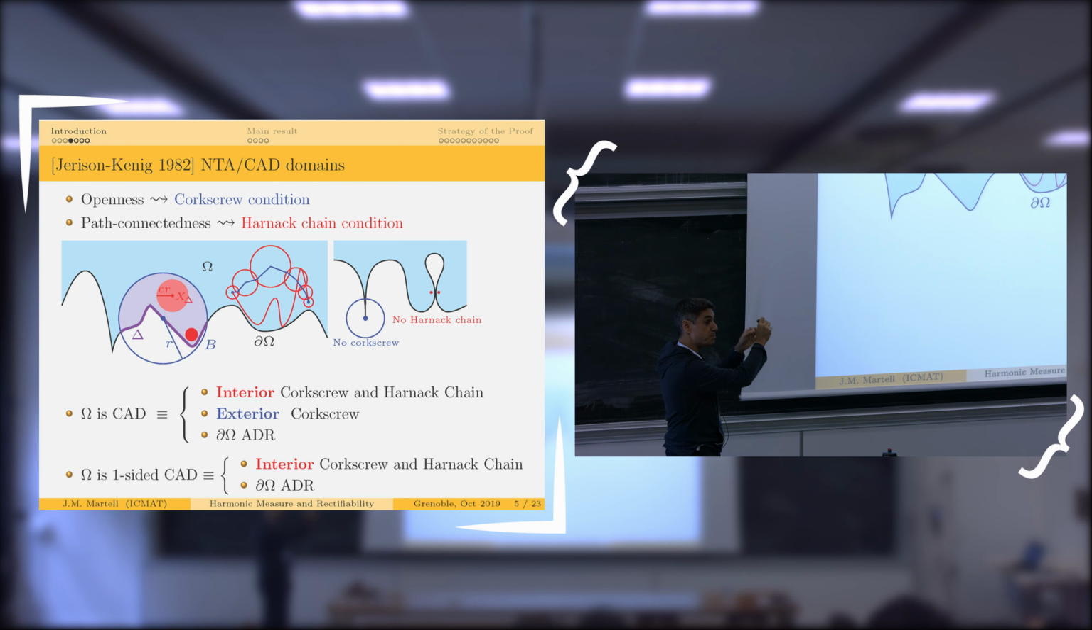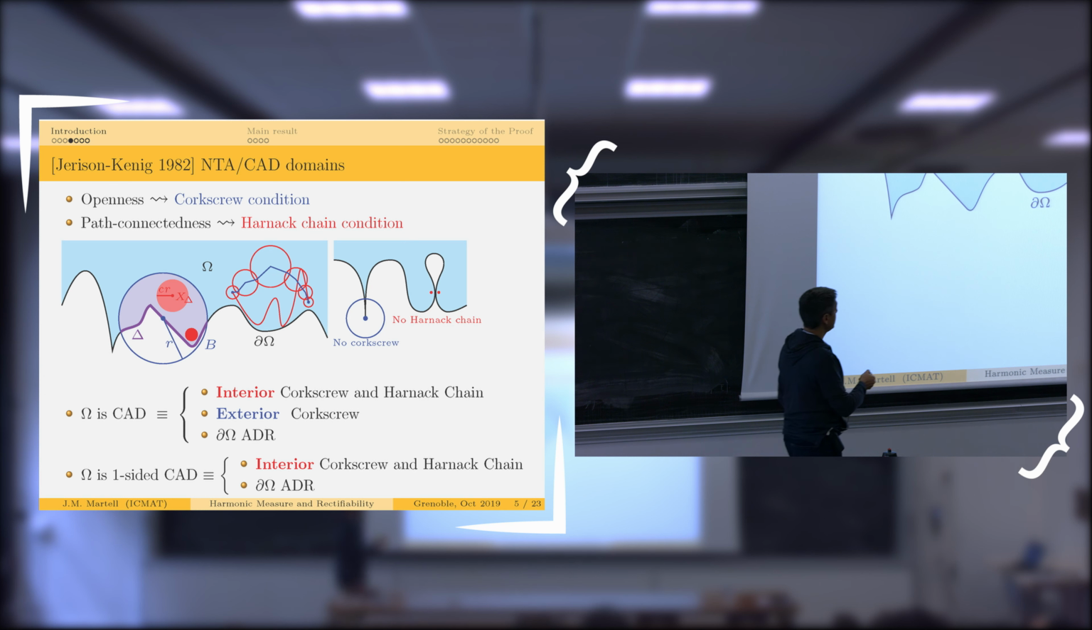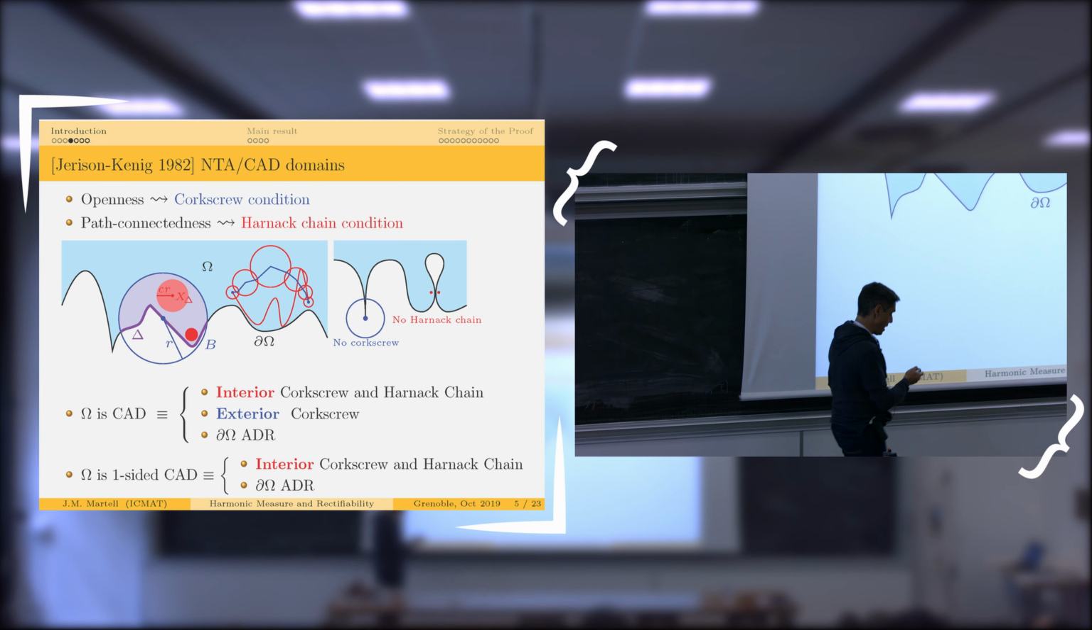You don't know whether this path goes near the boundary. So what the Harnack chain condition does for you is to create a quantitative path. It has the following property: given two points, you can find a sequence of balls which are ordered in this way, where each one intersects the next one, and in particular you can get this polygonal path, so that the following happens.